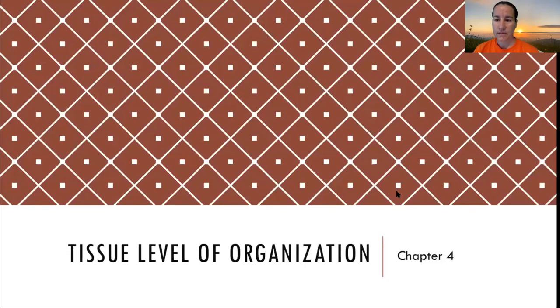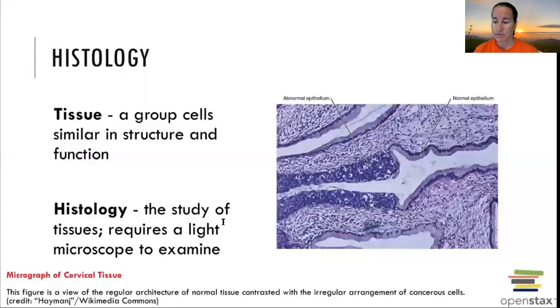Hey guys, so in this video we are going to start chapter 4. This is going to be the very first section on the tissue level of organization, the different types of tissues, which we kind of mentioned way back in I think chapter 1, but we're going to go through it. That is what this chapter is for.